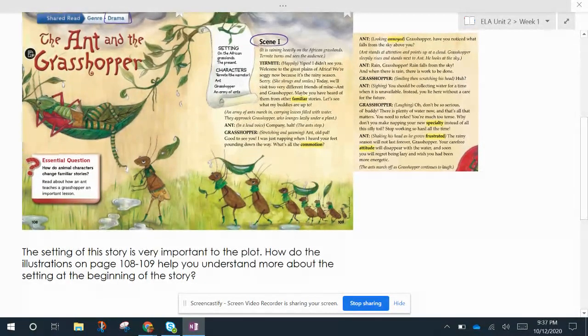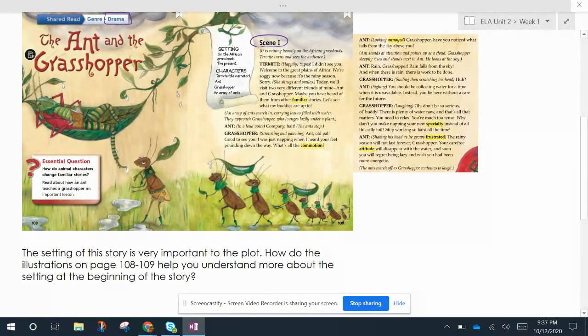So let's go ahead and look at our question that we're going to answer. The setting of the story is very important to the plot. How do the illustrations on page 108 and 109 help you understand more about the setting at the beginning of the story? So the key part here is we're looking at the beginning of the story. We're not looking at the illustrations for the whole story. And it tells us specifically we're looking at 108 and 109. So let's go ahead and look at the illustrations on 108 and 109.